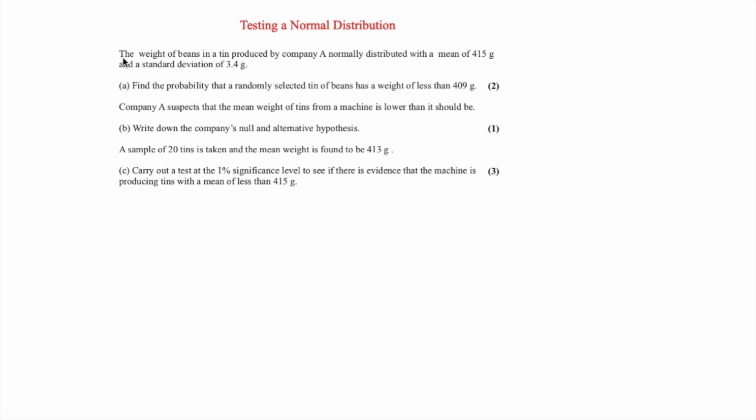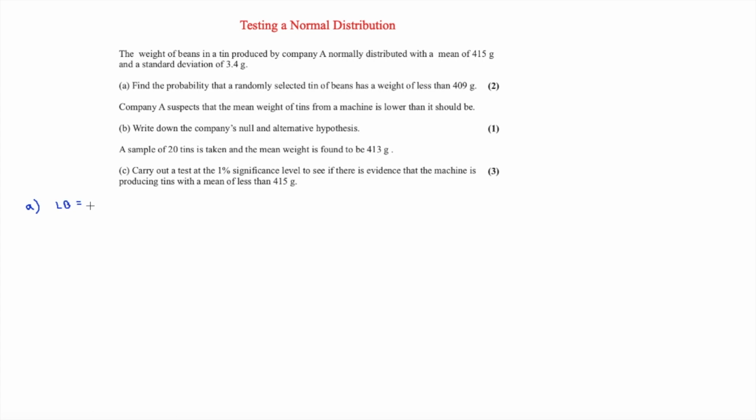The question says that the weight of beans in a tin produced by company A is normally distributed with a mean of 415 grams and a standard deviation of 3.4 grams. Find the probability that a randomly selected tin of beans has a weight of less than 409 grams. This is just a simple question involving the normal distribution, and we're going to use our normal CD.